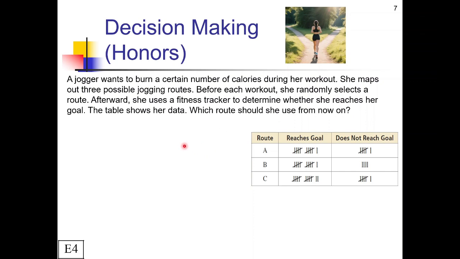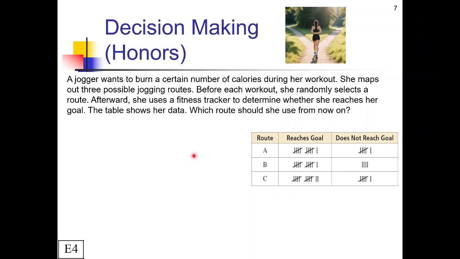So we can't just look at whether or not she reached her goal, right? Because this isn't the whole picture. We also have to consider how many attempts she had on each of these routes, because if you attempted way more on one route than the others, then the fact that you met your goal a lot more on that route may not actually mean it's the best route for you.